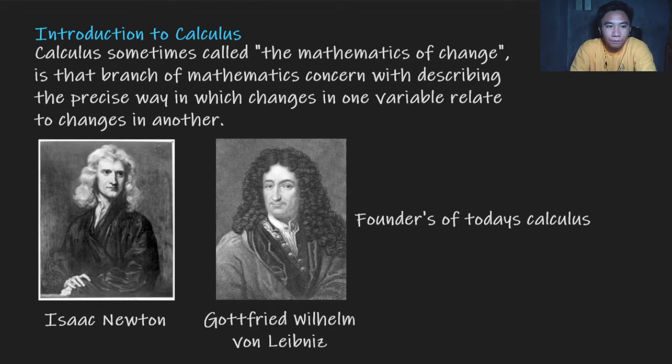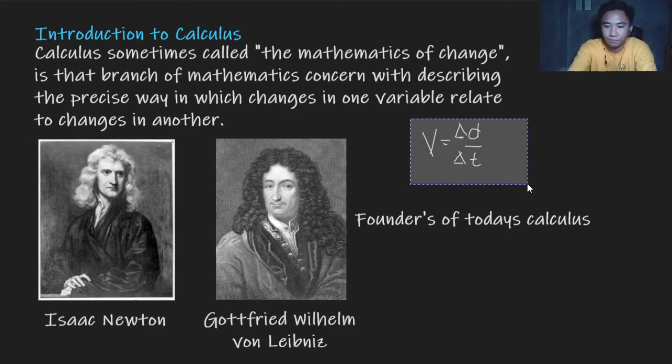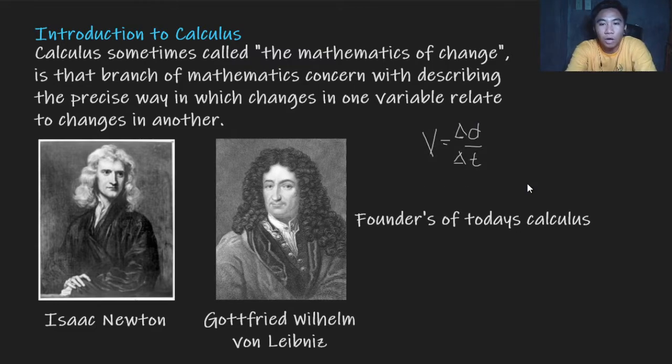sa velocity, which is the distance over time, which is ito ay change in distance over the change in time. Habang nagpapalit itong dalawang ito, nagkakaroon tayo ng precise na value ni velocity. Our founders of calculus, dalawa sila: si Isaac Newton, itong una, and then si Gottfried Wilhelm von Leibniz.